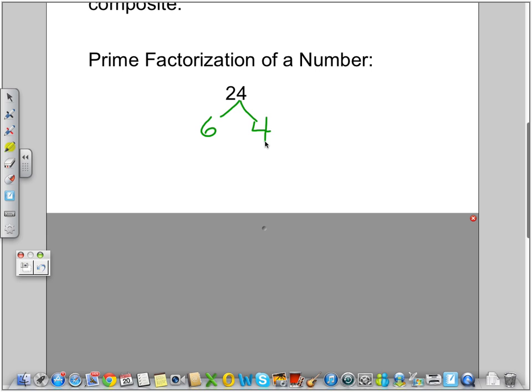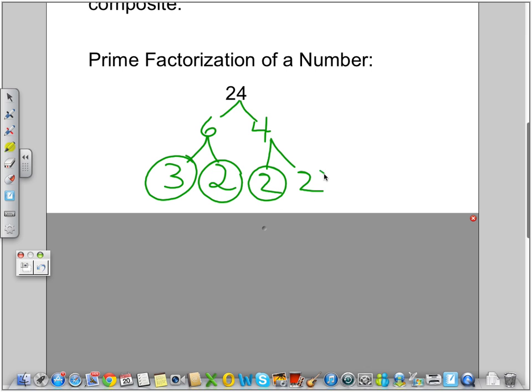What 2 numbers multiply to give me 6? Well, 3 times 2. And I don't have any choices there. 3 happens to be prime, so I'll circle it. 2 happens to be prime, so I'll circle it. And that's kind of the end of the line there. That's the end of that path once I circle it. 4 can be broken into 2 times 2, both of which are prime, so I circle them. And now I know I've come to the end of my prime factorization tree.